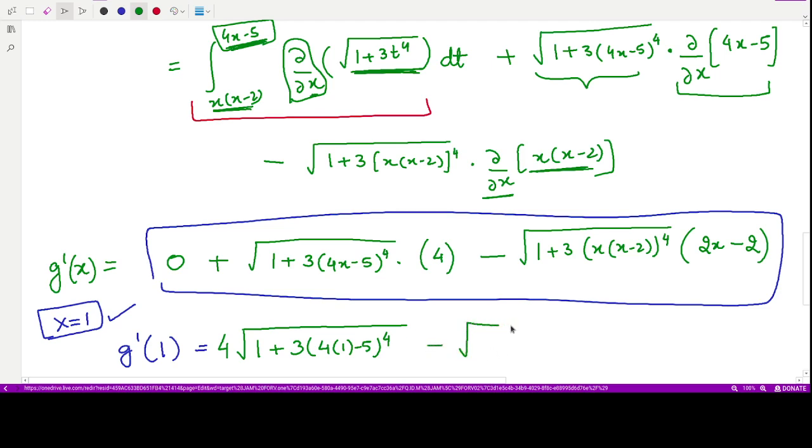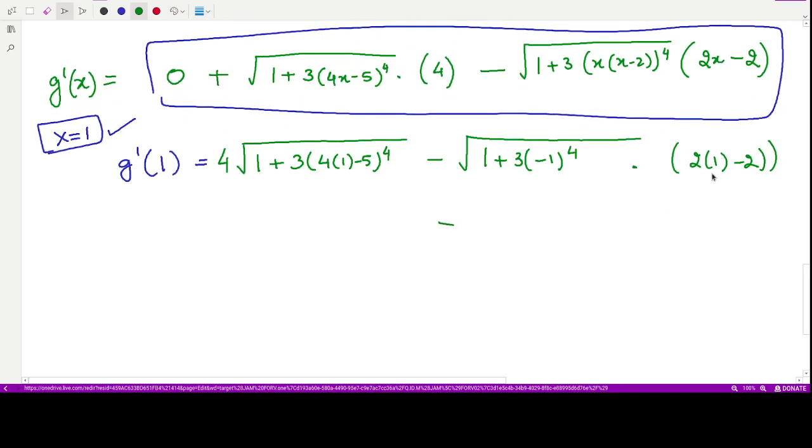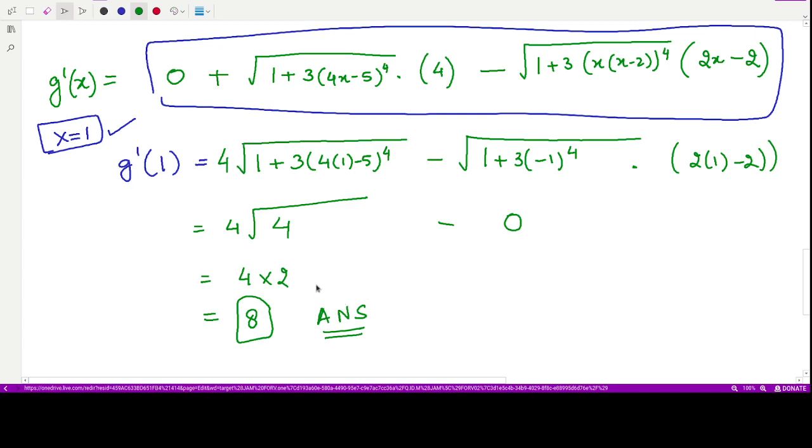And here minus the square root of 1 plus 3, in place of x we are writing 1, so this would be 1 times 1 minus 2, that would be minus 1 raised to power 4, multiplied by 2 times 1 minus 2. So you see the second term is simply 0 because we have 2 minus 2 multiplied with something, that is 0. The first term here is 4 times the square root of, now this would be minus 1 raised to power 4, so that would be plus 1. So we have 3 plus 1, 4 times the square root of 4, so this would be 4 times 2, your final answer is 8. So this is the value of g dash calculated at the point x is equal to 1, right?